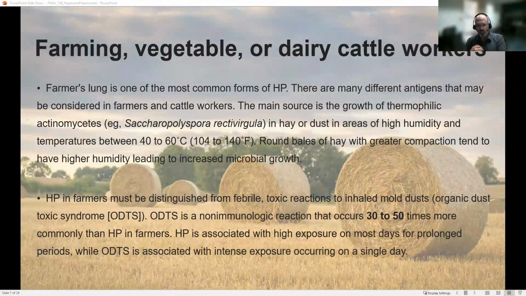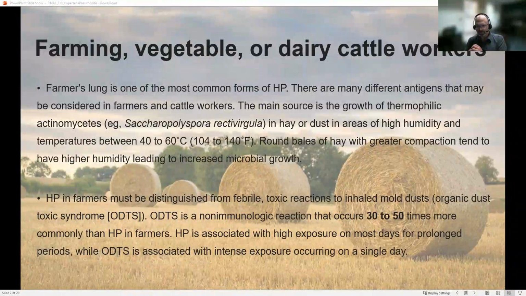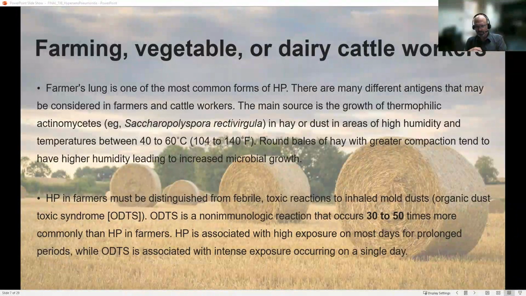Again, farmer's lung is one of the more common. There are many different antigens, but the main source is the growth of thermophilic actinomyces in hay or dust in areas of high humidity and temperatures of about 104 to 140 Fahrenheit. Interestingly, it appears that the round bales, as opposed to the older rectangular bales, have higher compaction and lead to higher humidity, leading to increased microbial growth.